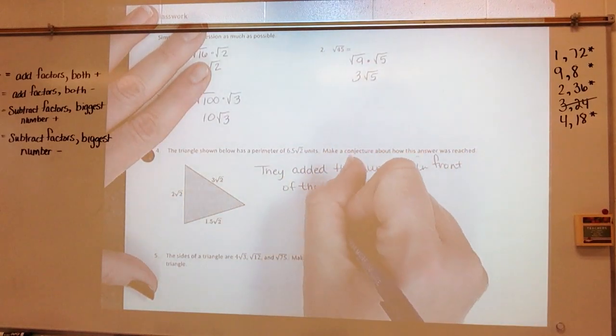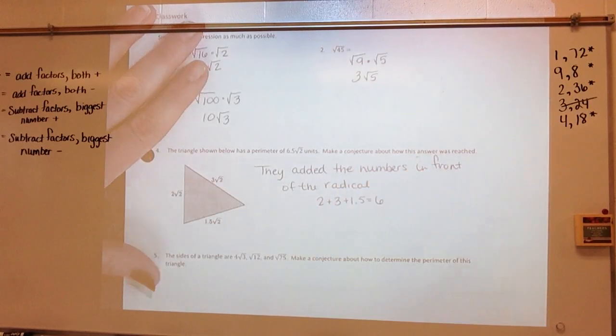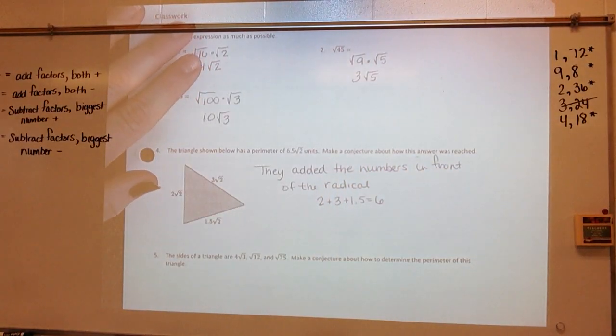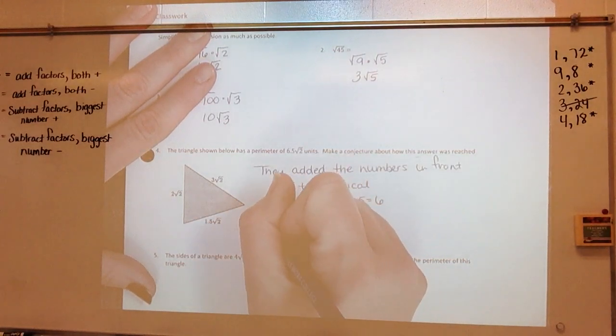So they added 2 plus 3 plus 1.5, which gave them 6. All right, the square root of 2 shown as part of the length just remained the square root of 2.